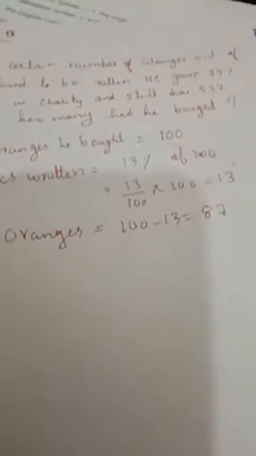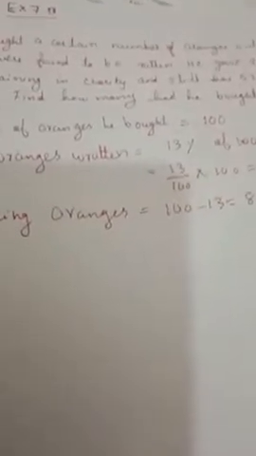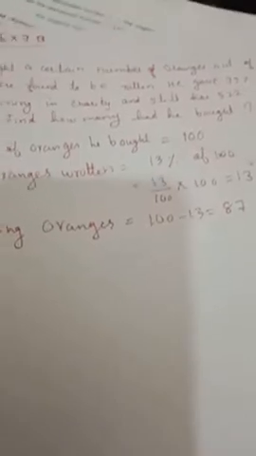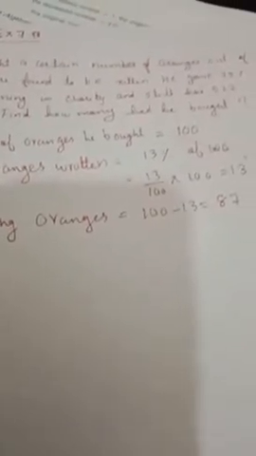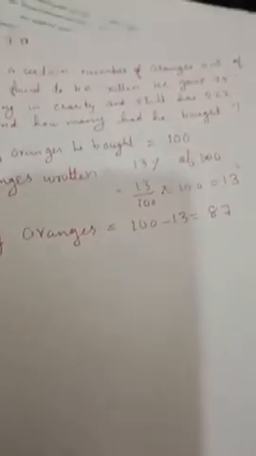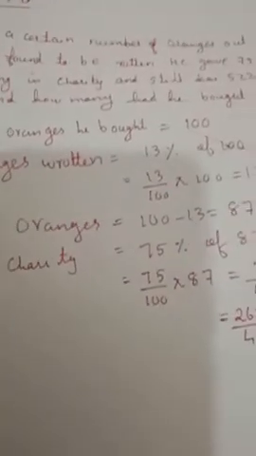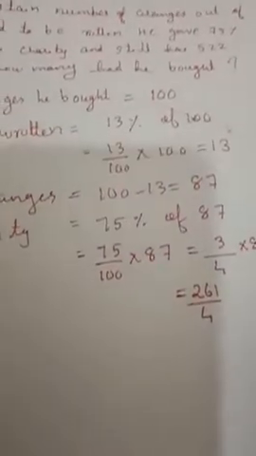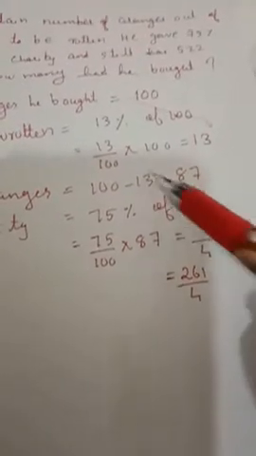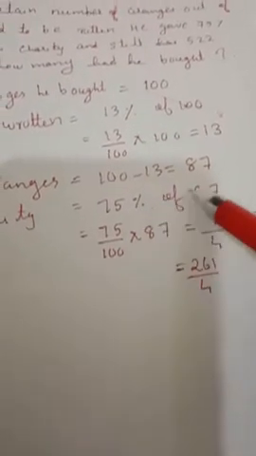It's 87. Okay, from this 87 oranges, again he gave 75% to charity. So first we want to find 75% of 87. Okay. Now gave in charity 75% of this 87. Okay, the remaining oranges, from this remaining oranges he gave 75% to charity.